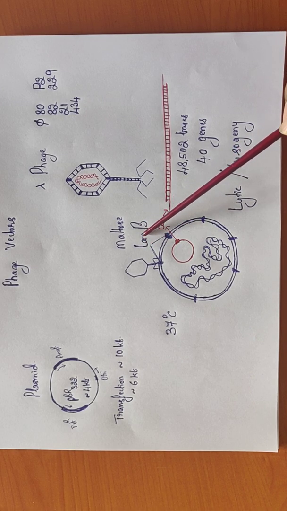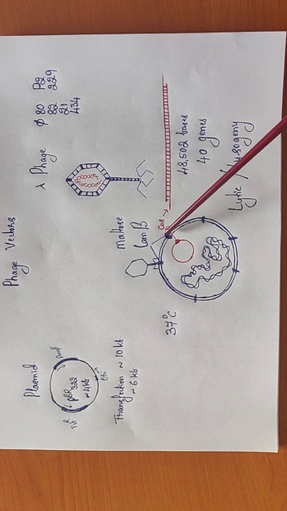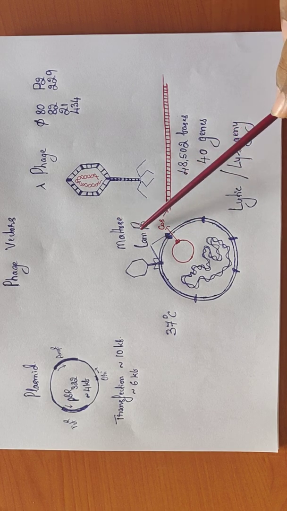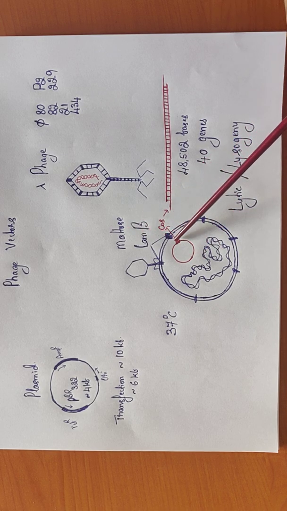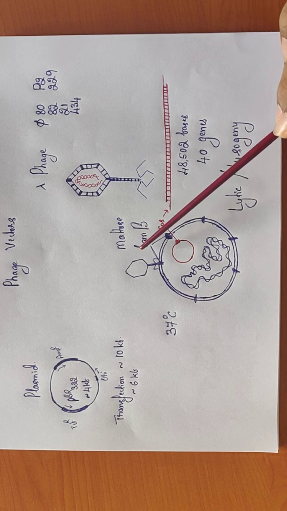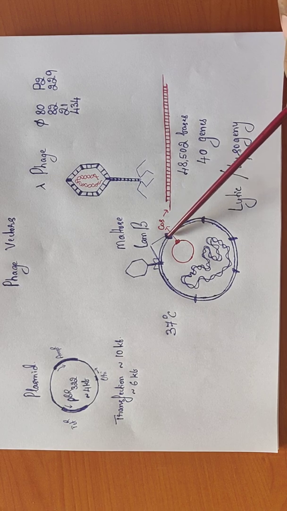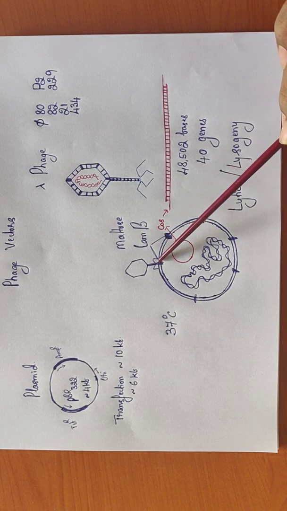What the lamB gene does is that it expresses a transmembrane protein. Now this transmembrane protein is essential for the transportation of maltose into the cell. So it is a maltose transporter. So this receptor is very important. The lambda phage recognizes this particular receptor and binds specifically to this particular region.